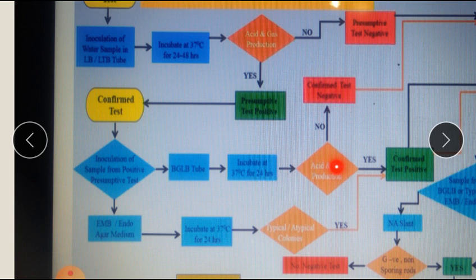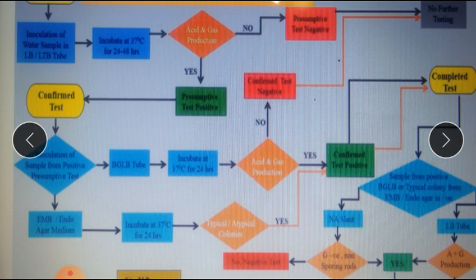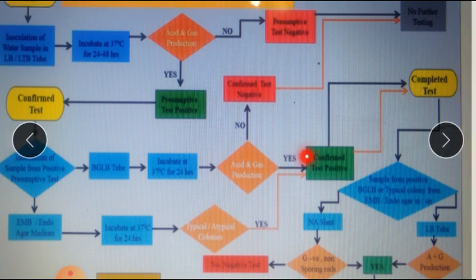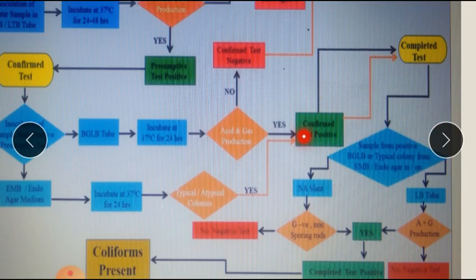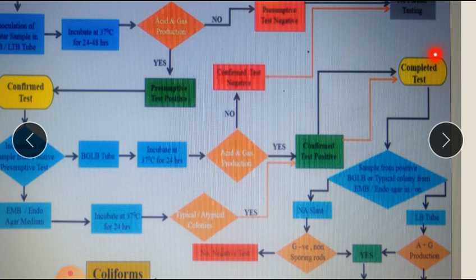If there is no acid and gas production in the BGLB tube, then the confirmed test is negative and don't perform the further test. And if the confirmed test is positive, then go to the next step, that is the completed test. Now in the completed test, take the sample from the positive BGLB tube or typical colony from EMB agar. You have to streak on nutrient agar slant and add into lactose broth. Take the colony from BGLB or EMB agar, streak on nutrient agar slant, add into lactose broth tube.